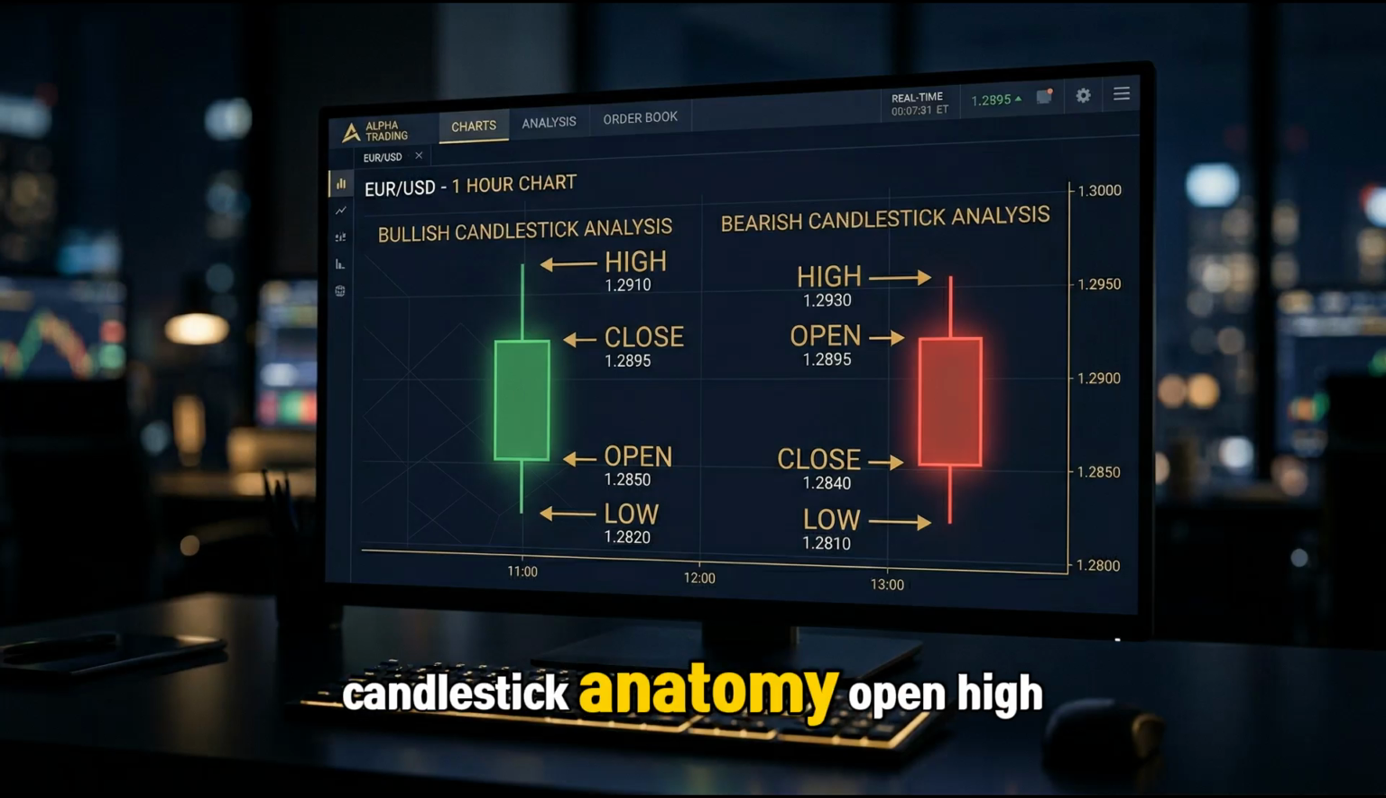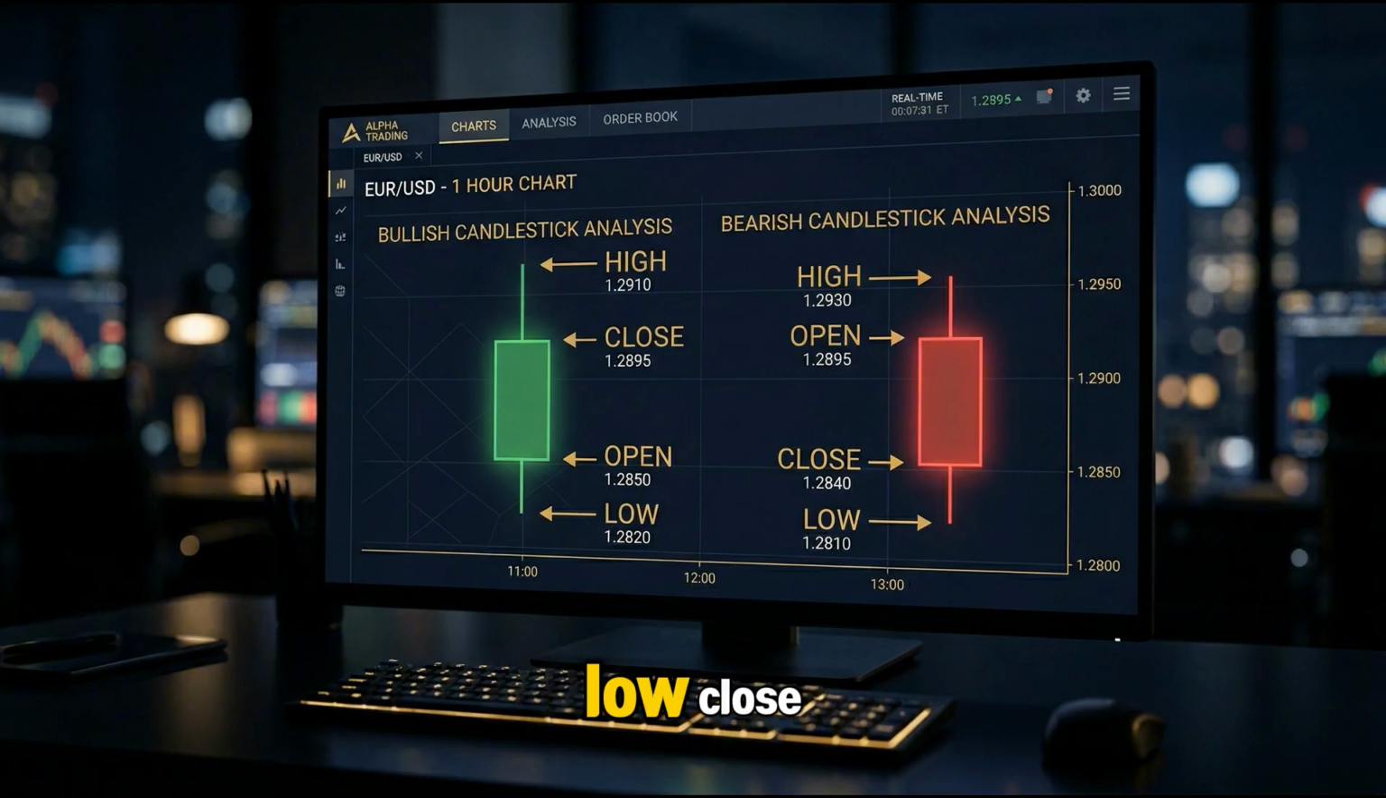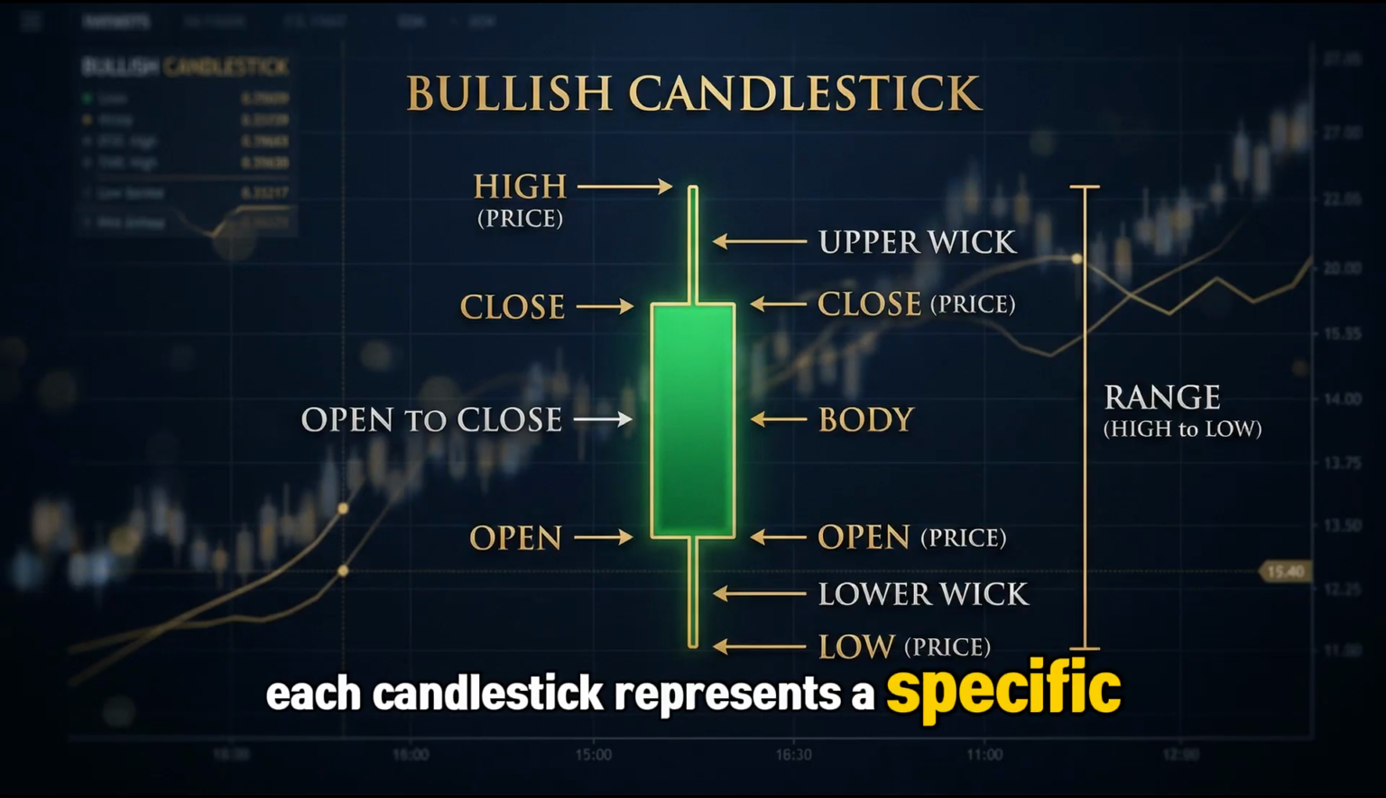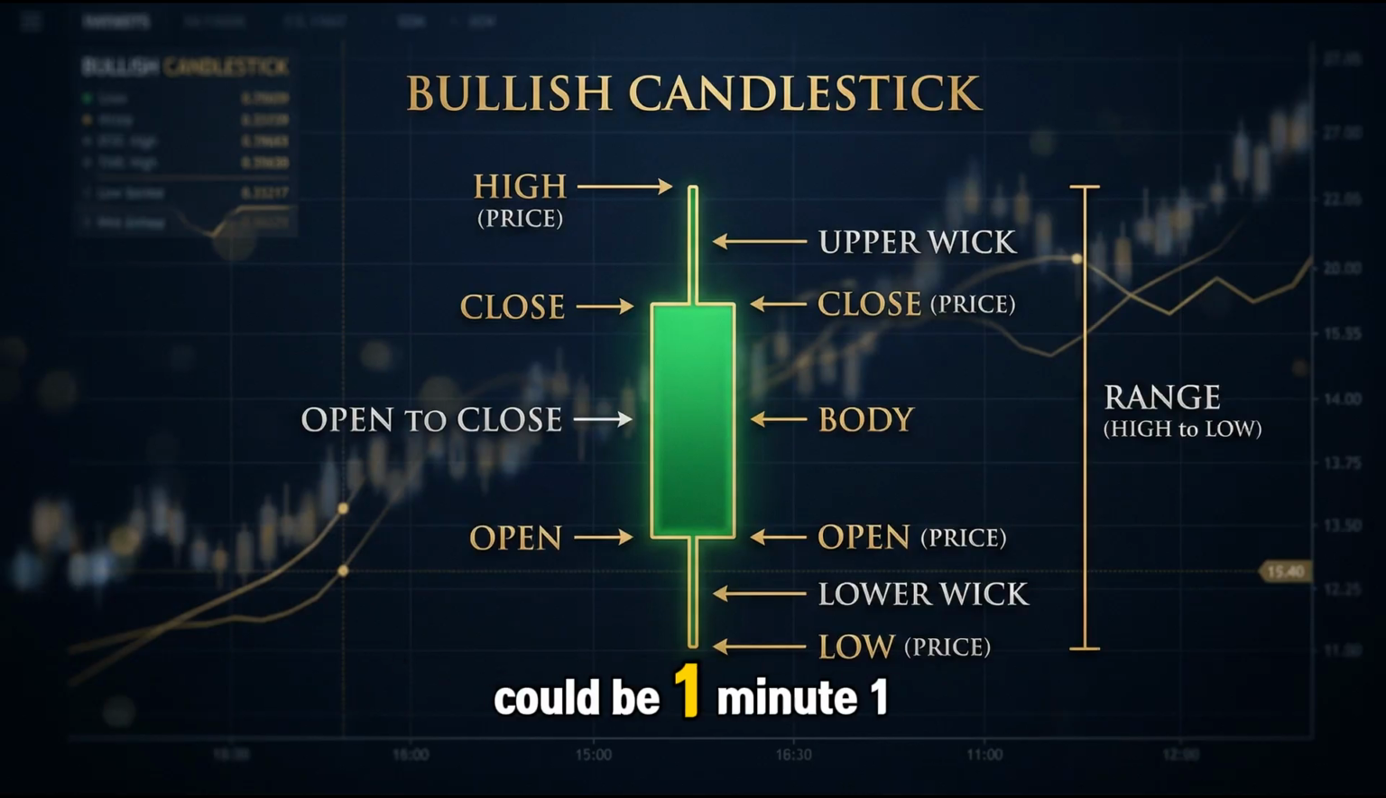Candlestick anatomy: open, high, low, close. The most popular way to read a chart is with candlesticks, and once you understand what a single candle is telling you, everything clicks into place. Each candlestick represents a specific period of time. Could be 1 minute, 1 hour, 1 day, and it shows you 4 things: the open, the high, the low, and the close. The open is where price started during that period. The close is where it ended.